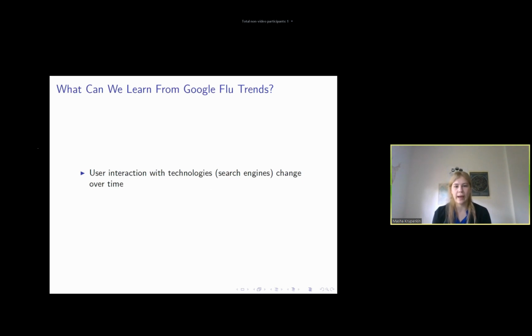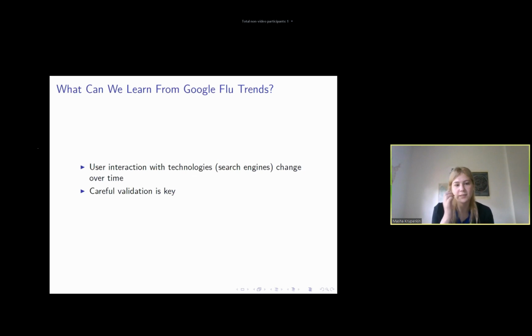So this idea that users use technologies differently as time goes on, and we really need to be cognizant of what people are using search engines for if we want to work with search data. The second point is that careful validation is extremely important when it comes to working with these newer data sources. There was concern with Google Flu Trends that the keywords they were looking at were predicting things like winter and things like that. So individual level validation is very important when working with search data.